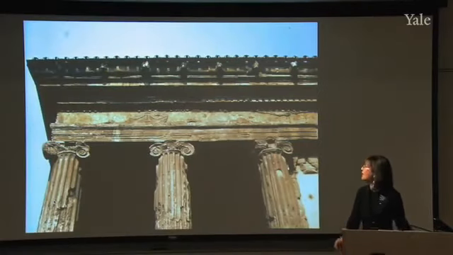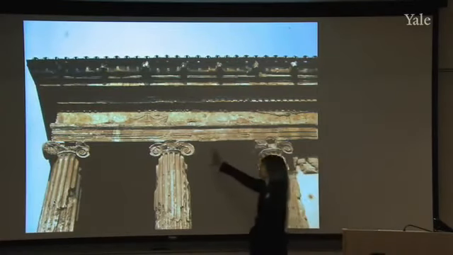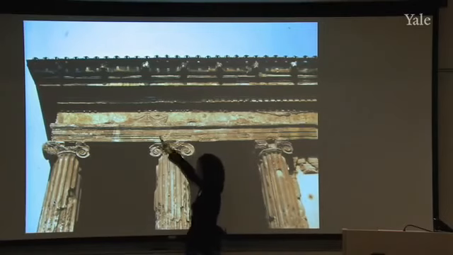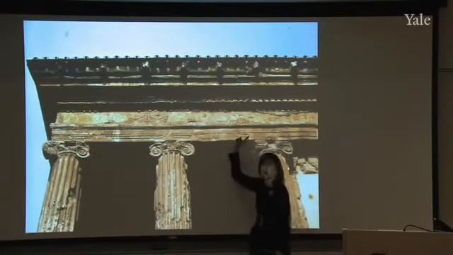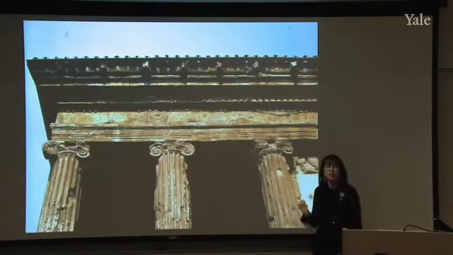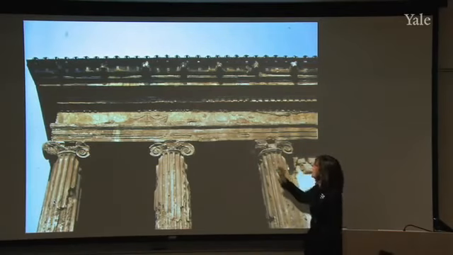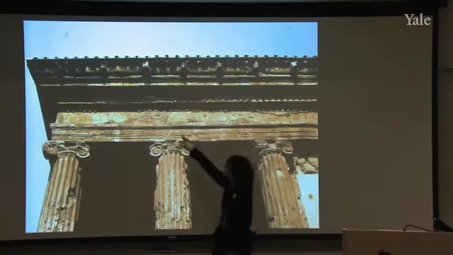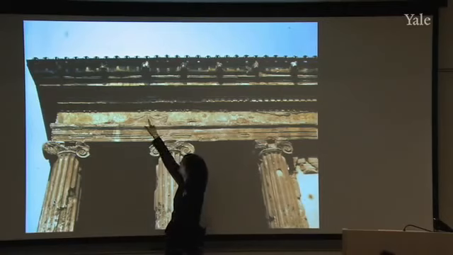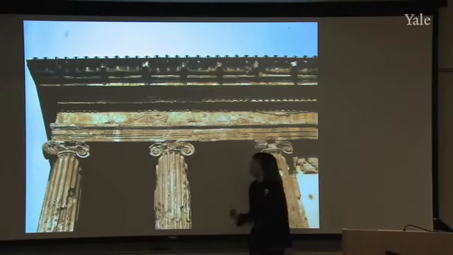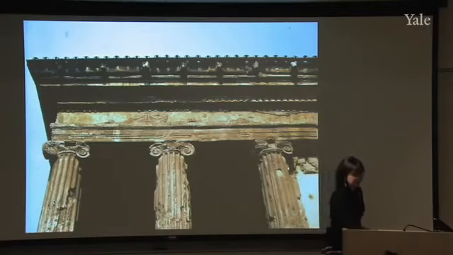Here's a detail of the Ionic capitals of the Temple of Portunus. You can also see this building has, as it would have if it were made in Greece, what's called an Ionic frieze. An Ionic frieze, which if you look very carefully, there are some remains of the candelabra and the garlands that hung from those candelabra in the original design of this temple.